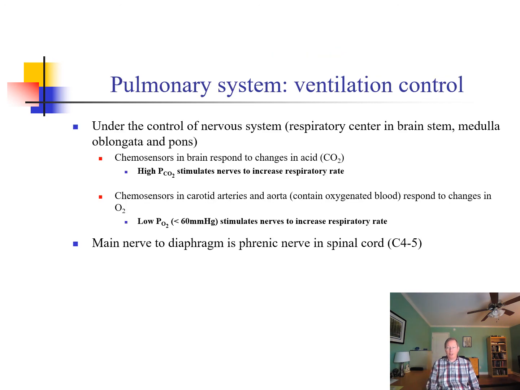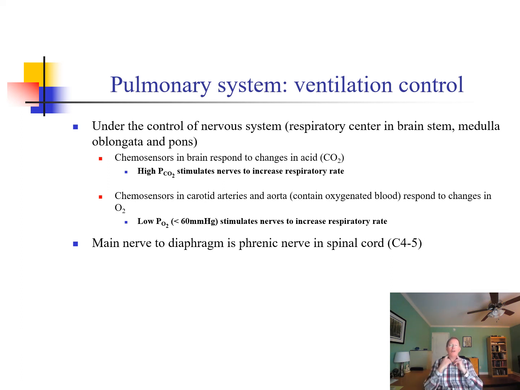Now, as I mentioned, the control of ventilation is under central nervous system control in the brainstem, the medulla oblongata, and the pons. There are two sensors. One is chemosensors for CO2. Technically, they're for hydrogen ion, but CO2 is linked to the hydrogen ion, as we'll talk about in another video. High carbon dioxide, generally greater than about 40 millimeters of mercury, will stimulate the main nerve that controls the diaphragm, the phrenic nerve, to increase the respiratory rate, blow off or ventilate carbon dioxide.